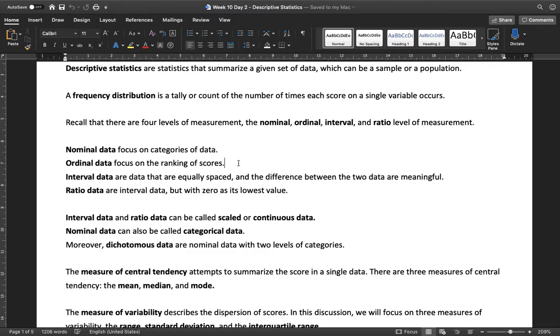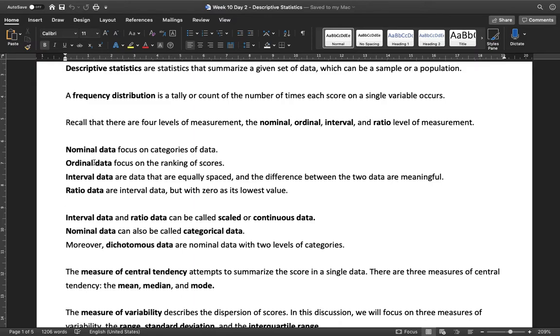Pag ordinal naman ang data natin, we focus on ranking of scores na mayroong leveling na yung data. For example, socioeconomic status. Kung nasa poor, middle class, or rich, something like that. Another example, kapag nag-rate tayo, for example, sa Grab ng driver, pwede mong i-rate ng 1 to 5 stars. Ranking yan. You can rank them. So, yun ang ordinal. Basta may kinalaman sa ranking. Like, top 10 songs in the Philippines. Top 10 songs in Spotify, for instance.